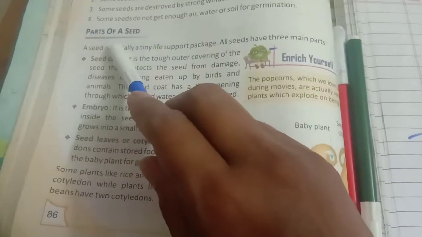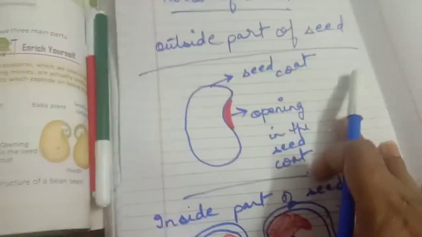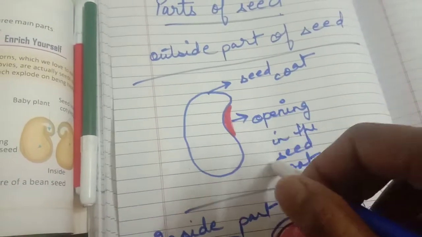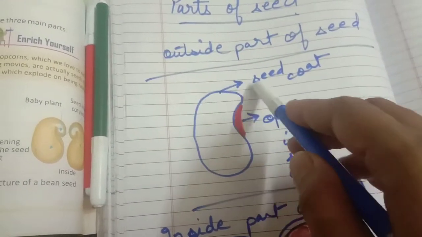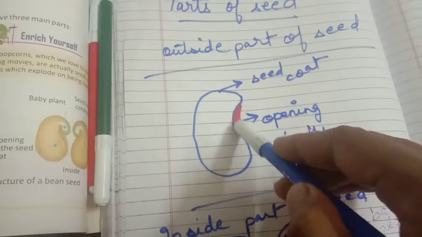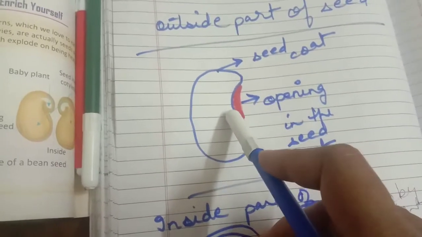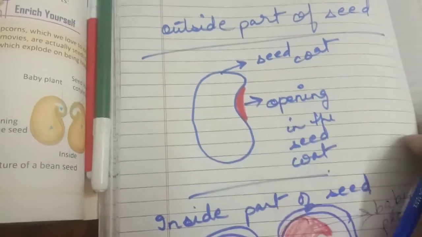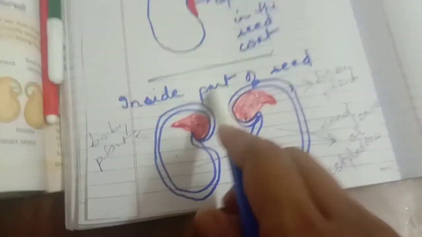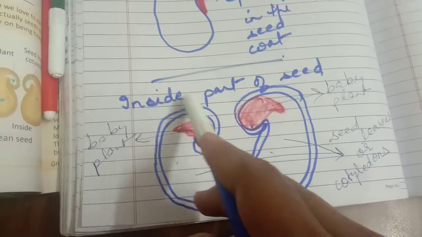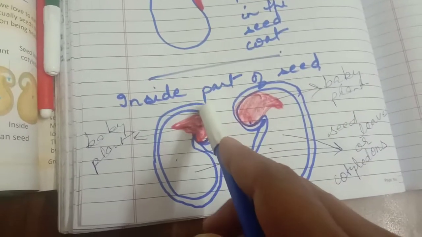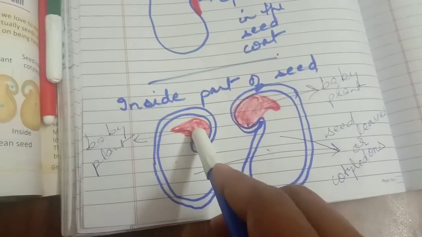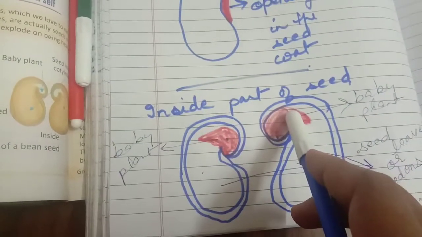Yesterday we did parts of a seed, right? Here I have shown you a seed and told you about the different parts, like the outer part, which is known as the seed coat. This red color I did was to show the opening of a seed from where the new plant germinates, or reproduces. The next diagram shows the inside part of a seed, how a seed looks from inside.